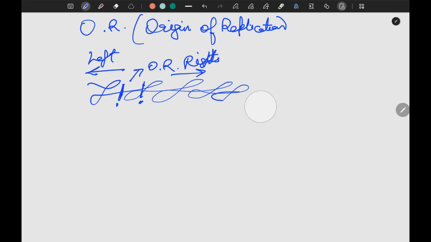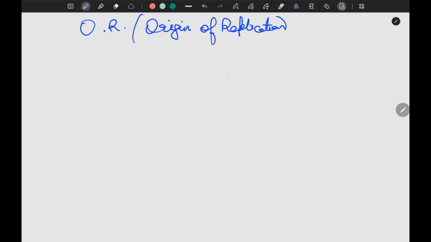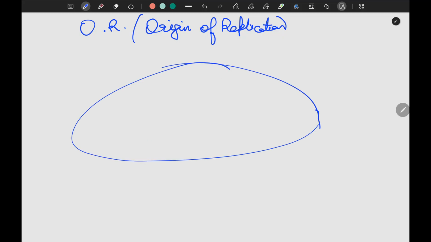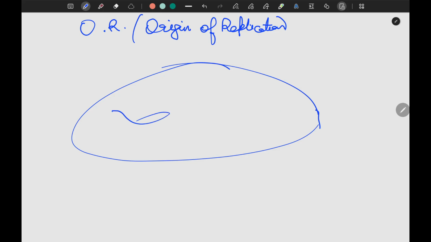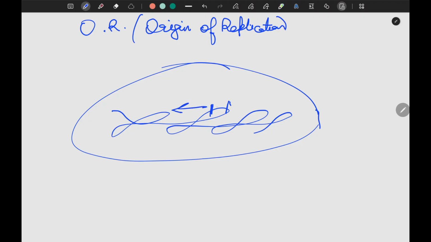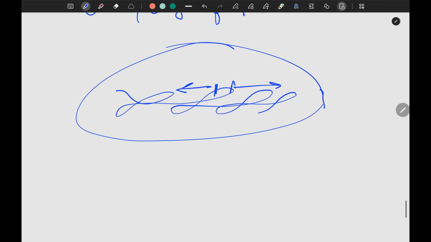In a cell, if the DNA chromosome replication starts from this end, it will start from here also and go there also. So it means it has two origins of replication.